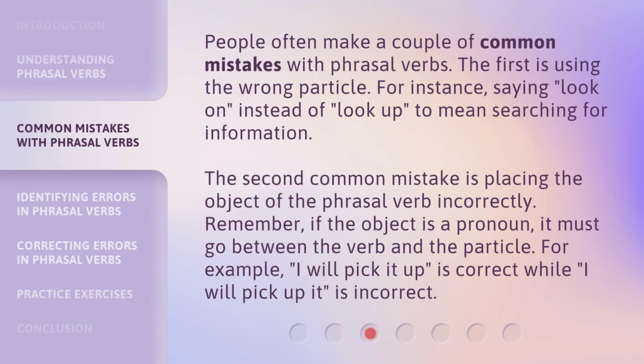People often make a couple of common mistakes with phrasal verbs. The first is using the wrong particle. For instance, saying, look on, instead of, look up, to mean searching for information. The second common mistake is placing the object of the phrasal verb incorrectly. Remember, if the object is a pronoun, it must go between the verb and the particle. For example, I will pick it up is correct, while I will pick up it is incorrect.